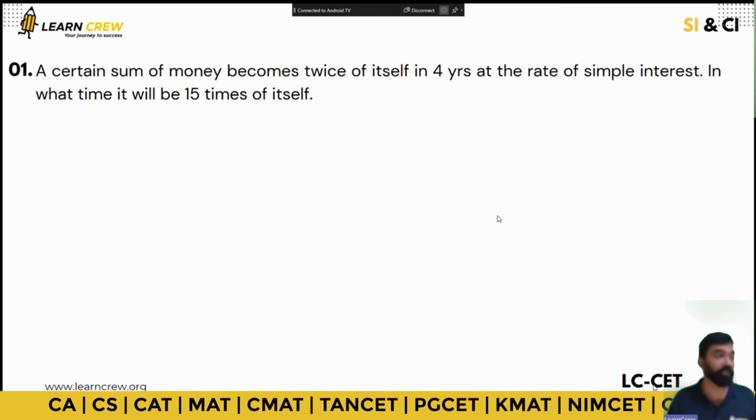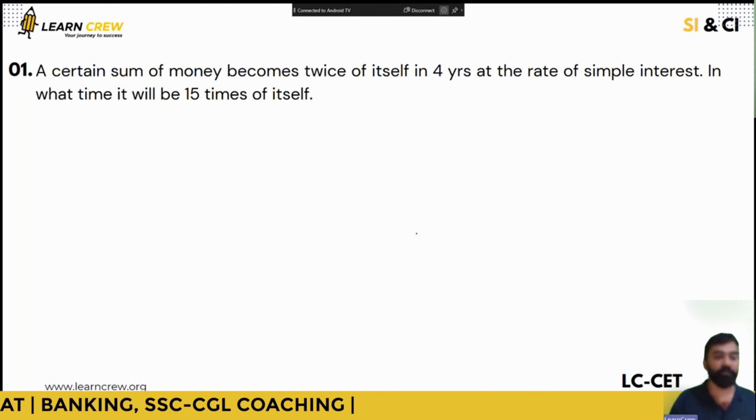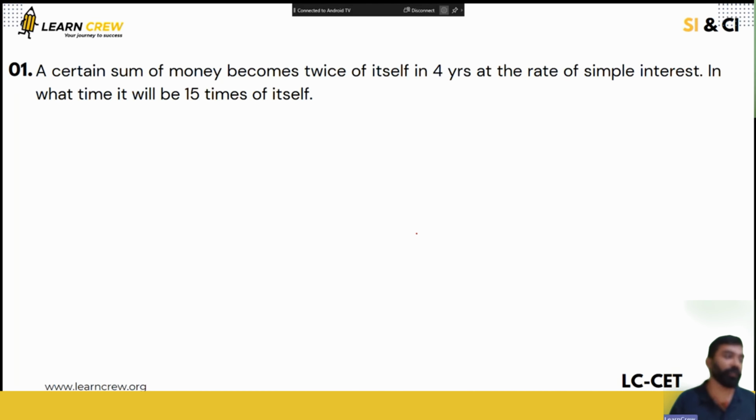Fine. Okay. A certain sum of money becomes twice of itself in 4 years at the rate of simple interest. In what time it will be 15 times of itself? They are telling a certain sum of money becomes twice itself in 4 years in simple interest. In what time it will become 15 times of itself? This is the given question.